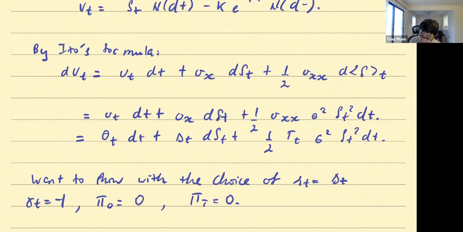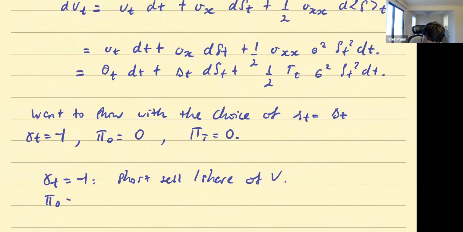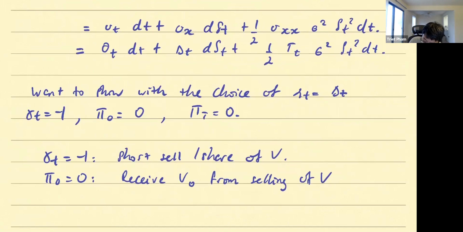Okay. So let's explain this. Gamma t equals -1 means you short sell one share of V, okay, short sell one share of V. Pi 0 equal to 0 means what? Means that you receive V0 from the selling of the derivative. But then you invest it. You invest the V0 into the stock and cash.